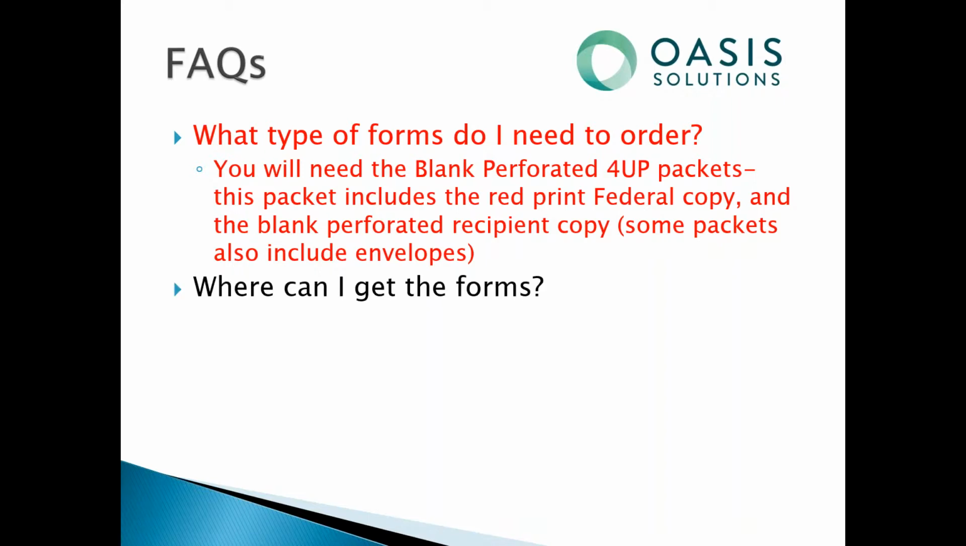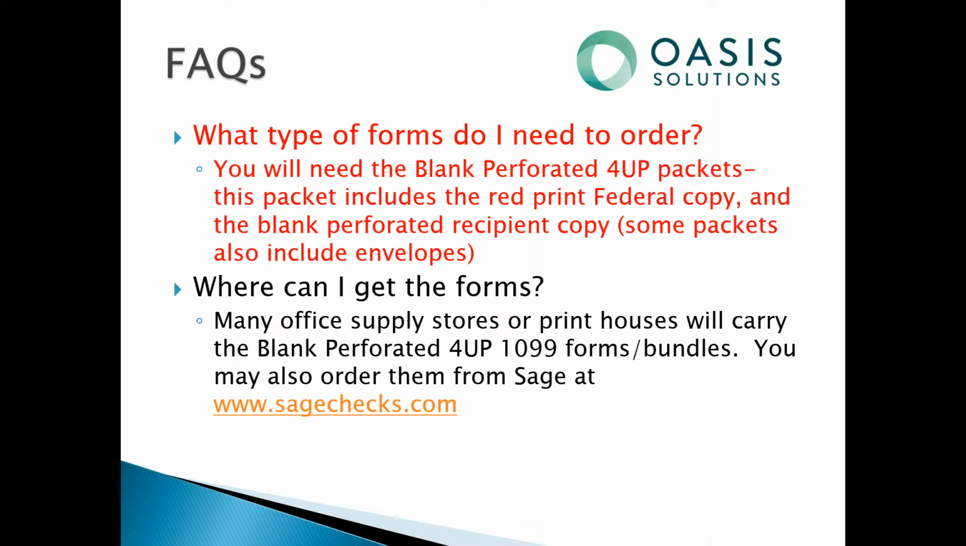so you might look and make sure that whatever you're purchasing is all-inclusive. To order those forms, you probably are going to get information or emails from Sage Software saying you can order the forms from them, which is certainly acceptable, but you do not have to purchase your forms through Sage. You can typically go to any office supply store or look at online printers, and you should be able to purchase the forms there. So it's really up to you if you want to price shop and to see where you want to order them from. But as long as they're the blank perforated 4-up packets, then you're fine.